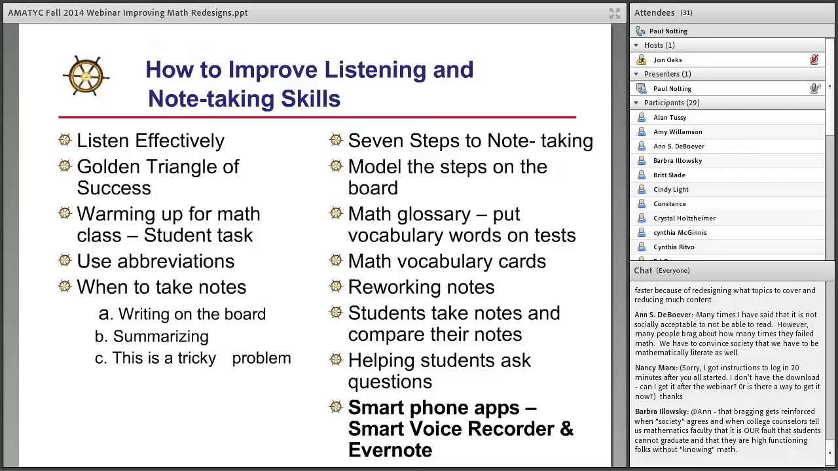Note-taking systems. Oh my goodness, has this changed? In the old days, we taught you the Cornell system. In the new days, I have my own note-taking system called 7 note-taking systems. The new days, smartphones. Basically, smart voice recorders, Evernotes.